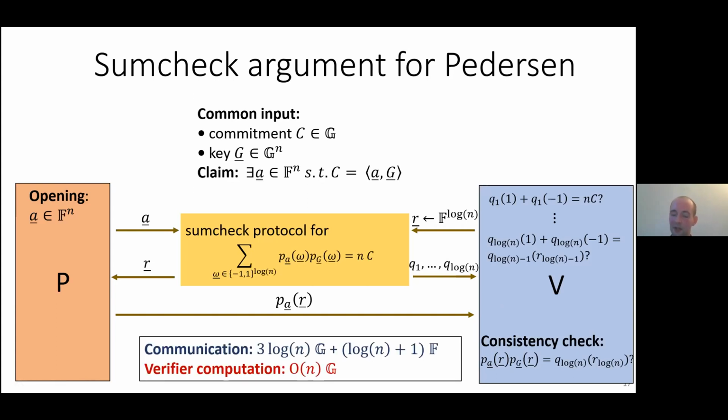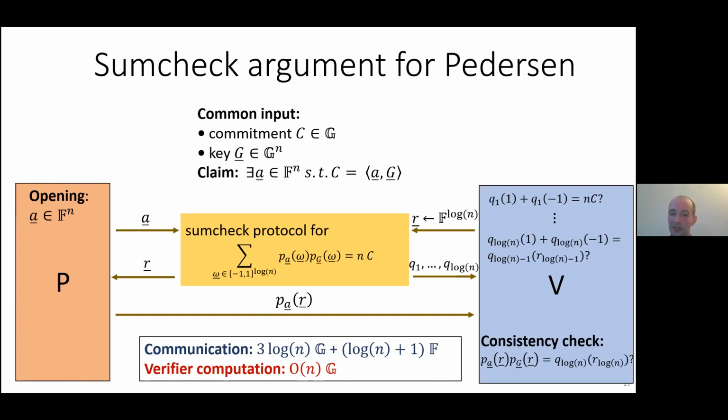So the communication cost of this protocol is going to be 3 log n group elements. These correspond to all of the sum check polynomials that the prover sends to the verifier, which are polynomials defined over the group G. They're all quadratic polynomials, so they all have 3 coefficients. So in log n rounds, with log n variables in the polynomials, we've got 3 log n group elements. And the log n plus 1 field elements come from the verifier's random challenges and this final evaluation that the prover sends to the verifier.